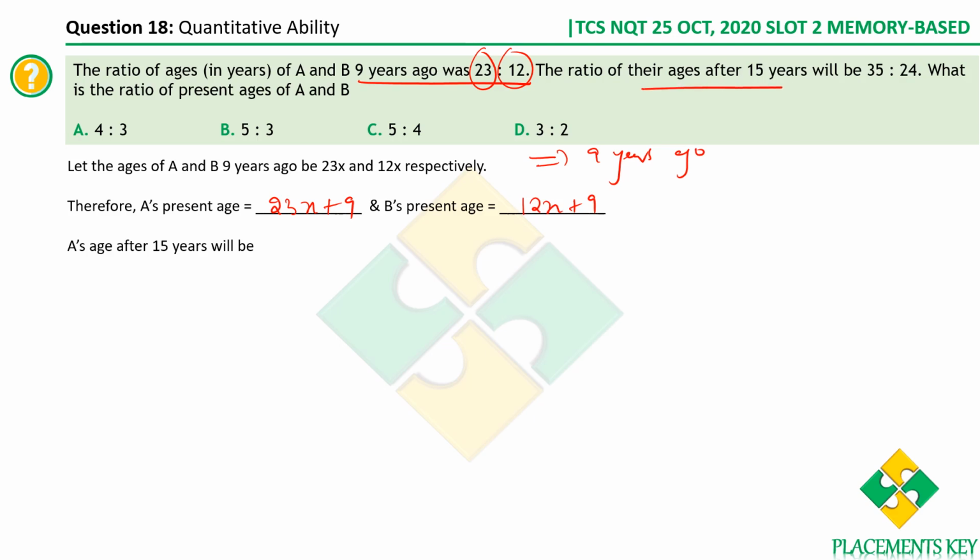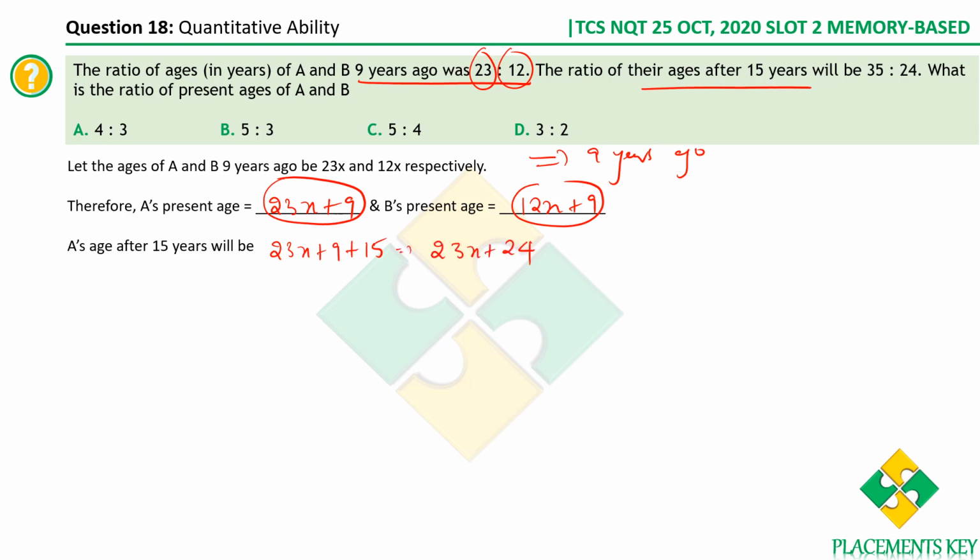We are told the ratio of ages after 15 years. So what will be A's age after 15 years? This is A's current age, and this is B's current age. A's age after 15 years is 23x plus 9 plus 15 again. So effectively what do we get? We get 23x plus 24.